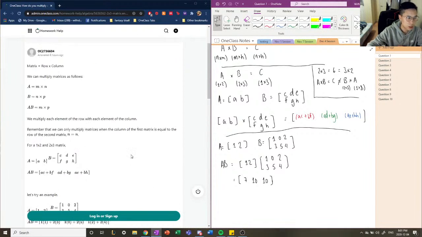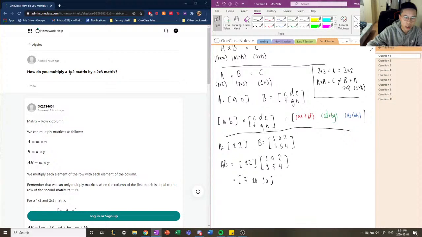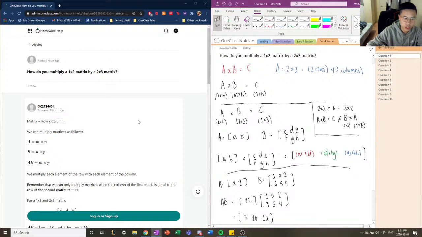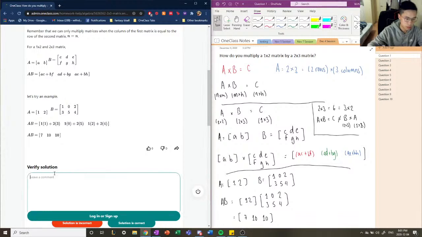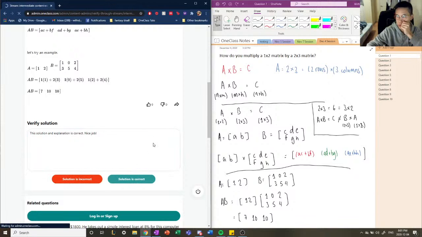Okay, so this is how you matrix multiply in general. When you get to a larger matrix, you're going to need to do a lot more multiplication and adding together. So this was a more simple example. So this solution and explanation is correct. Nice job. Cool. All right, let's move on to the next question.